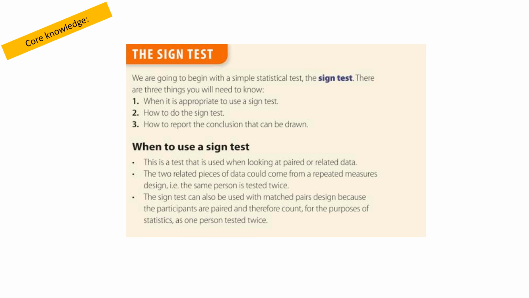Now, a sign test is used in repeated measures. So we have the same people carrying out the test, and we have two conditions. It could be before and after. But there's something important to remember. A sign test can also be used for matched pair design. This is very rare, but often it can be used for matched pair design because the participants are paired and therefore count for the purpose of statistics as one person tested.